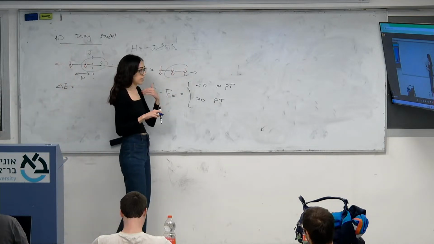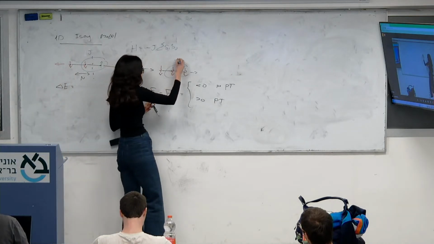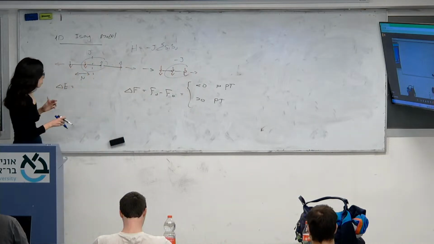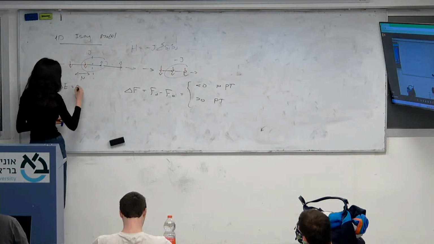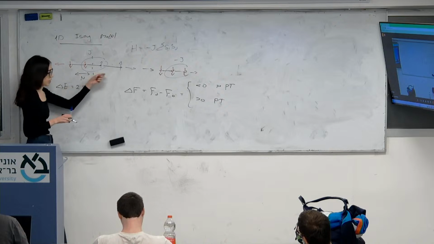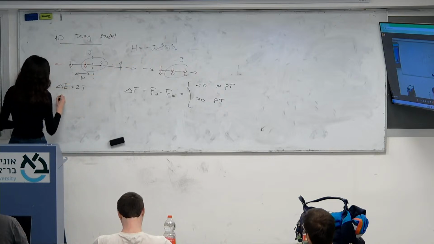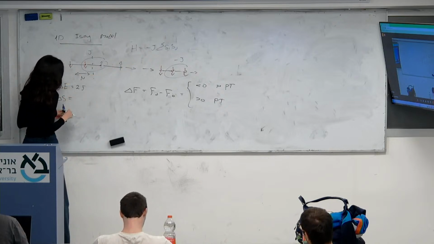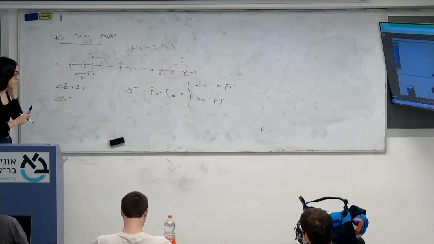Versus this case when they have the same sign, so they're going to give me minus J. So the difference between both cases is just 2J, right? Because we take that minus that. Now, what about the entropy?